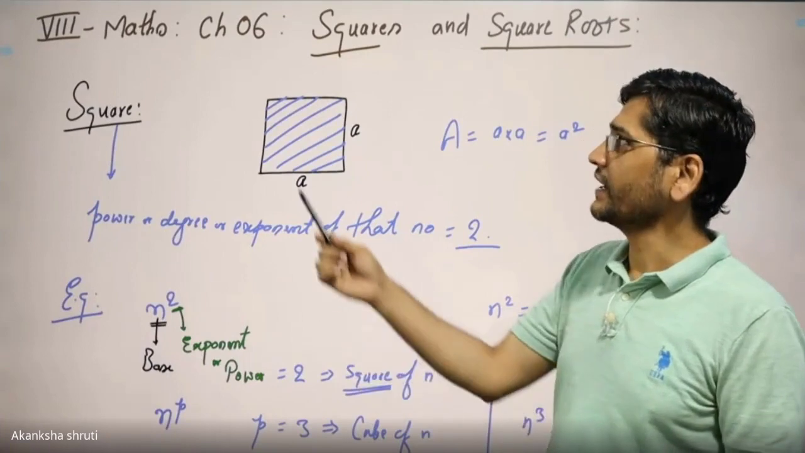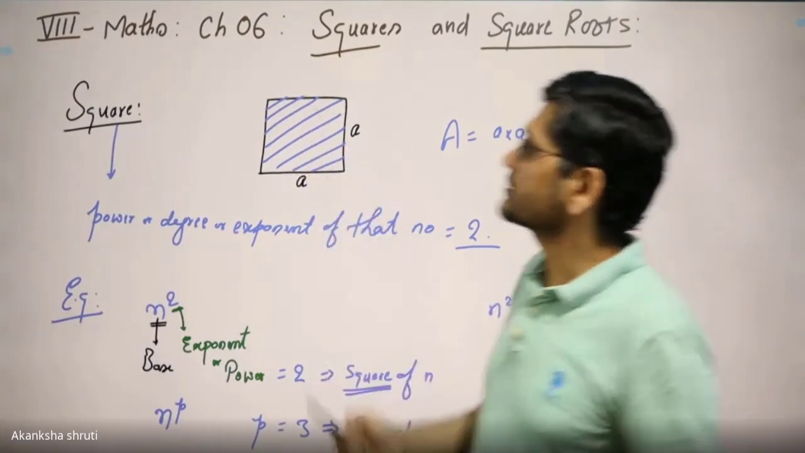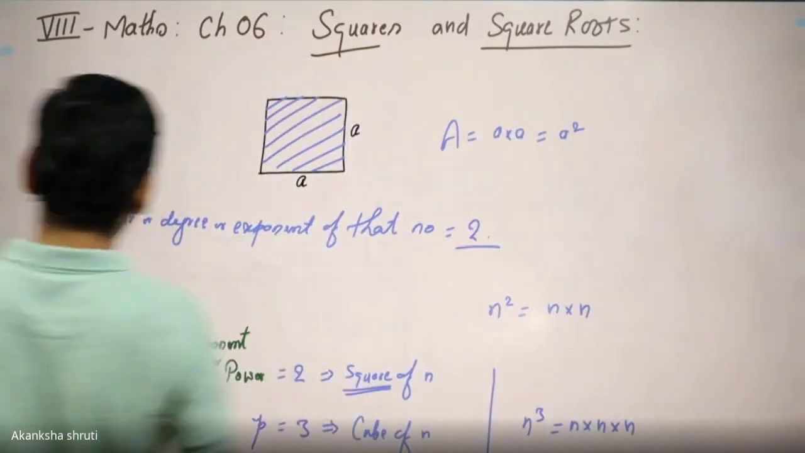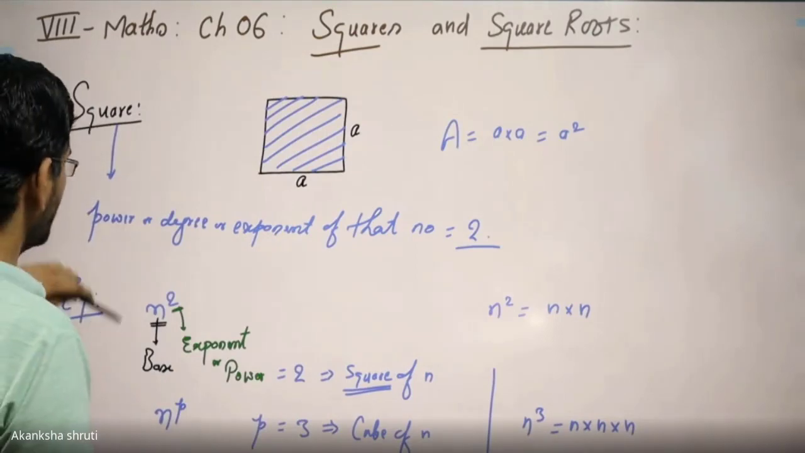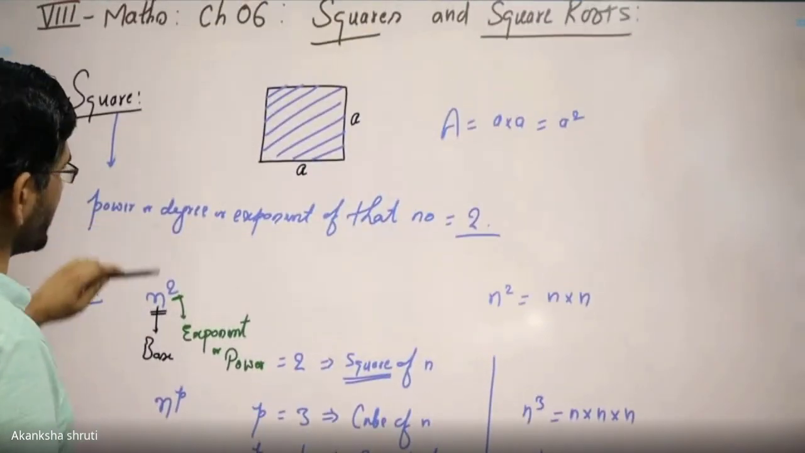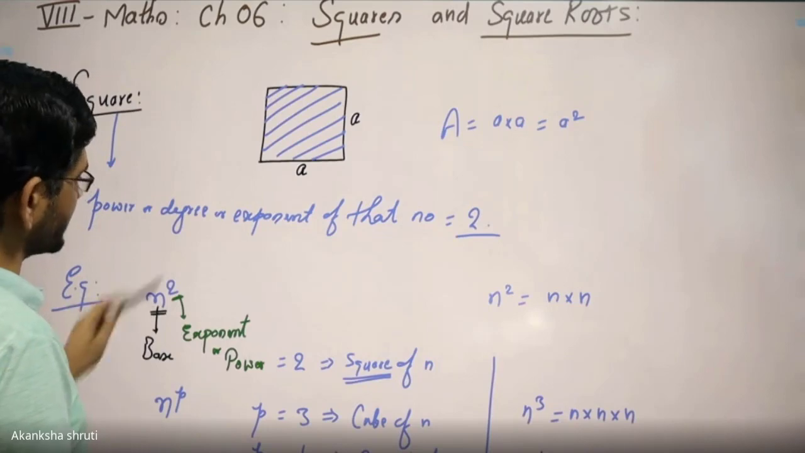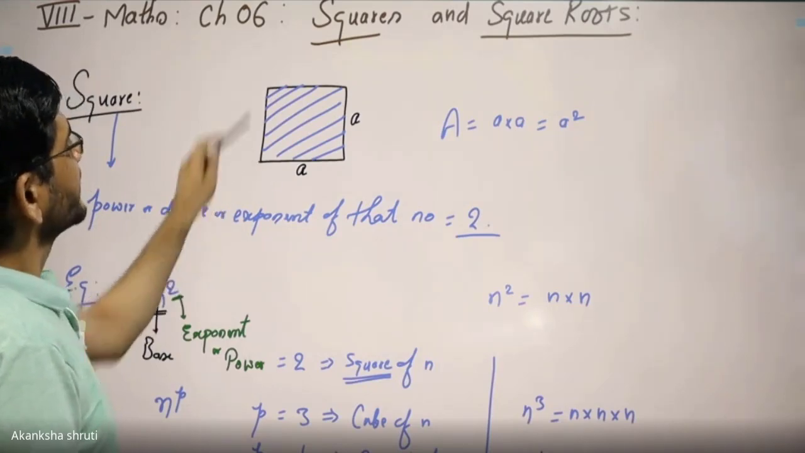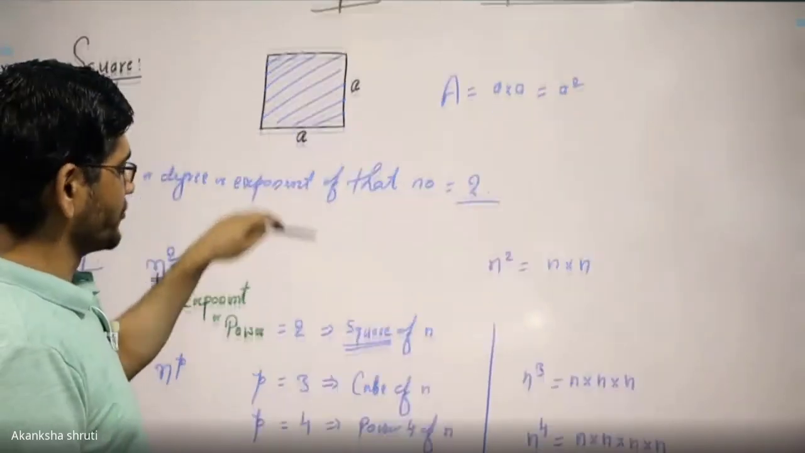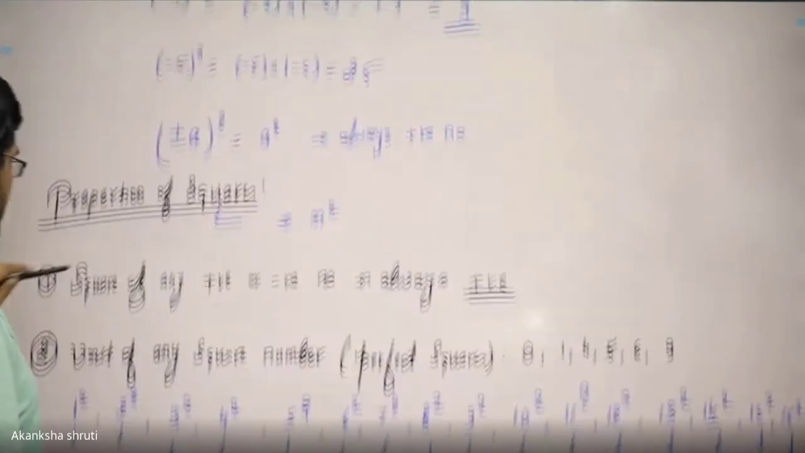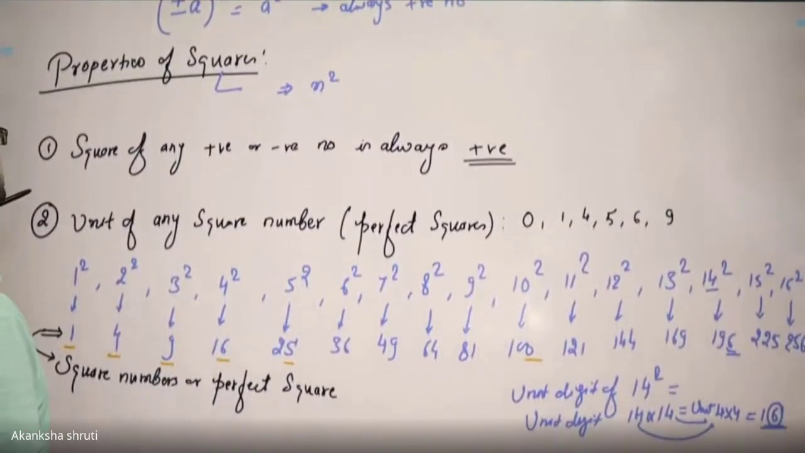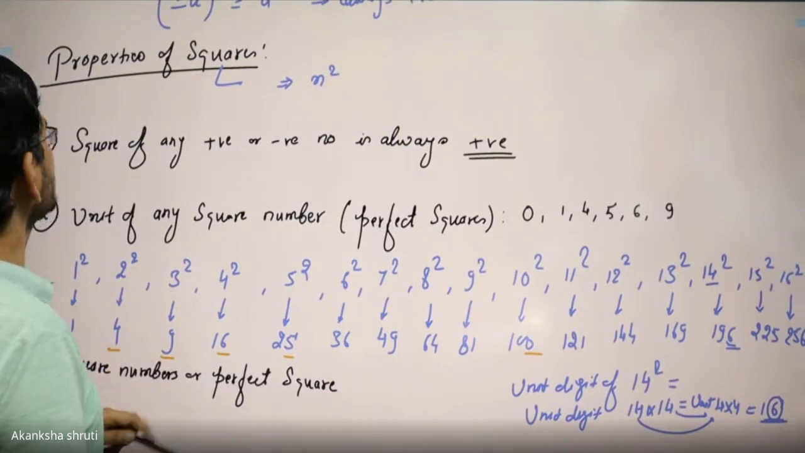In the last lecture, we had started our chapter, square and square root. There we had learned about the square. Square simply means the power of the number must be 2, the number multiplied by itself. It gives the area bounded. We had also learned about some important properties of a square.